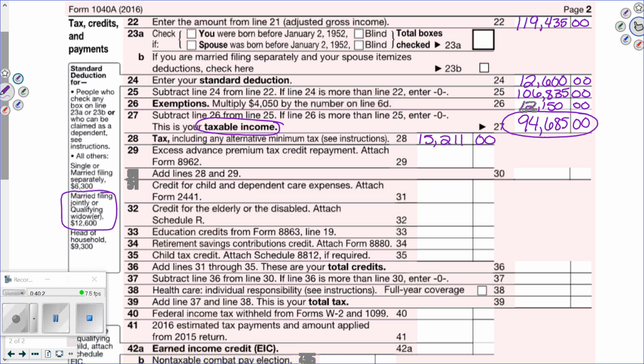Some people pay their taxes in advance. That's where all that comes in here. All right, line 30. Add lines 28 and 29. So 15,211.